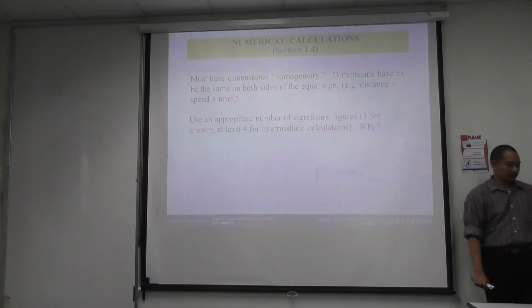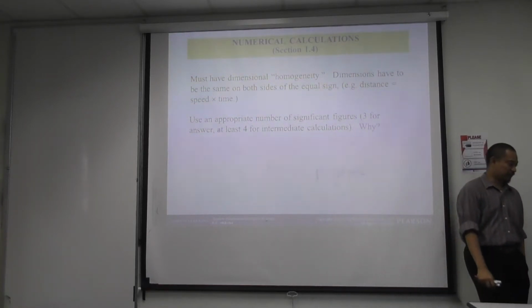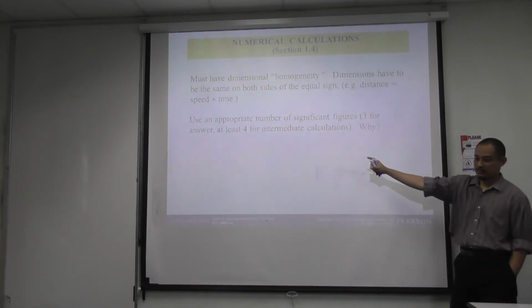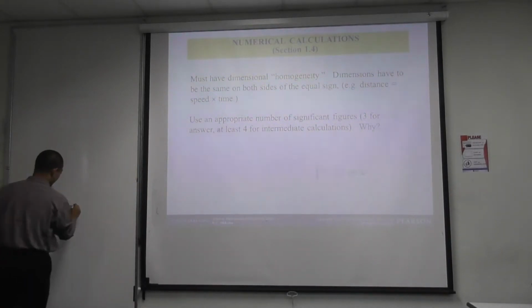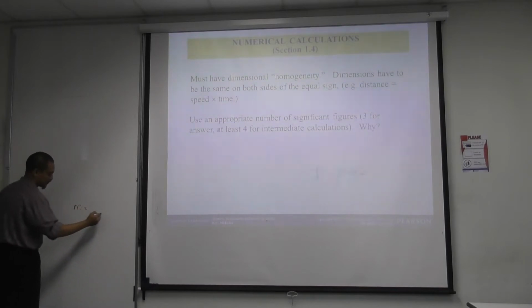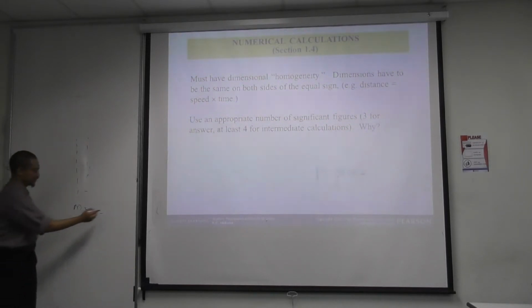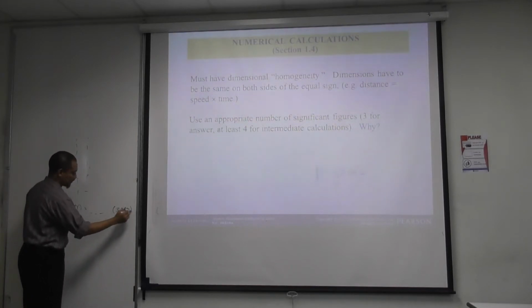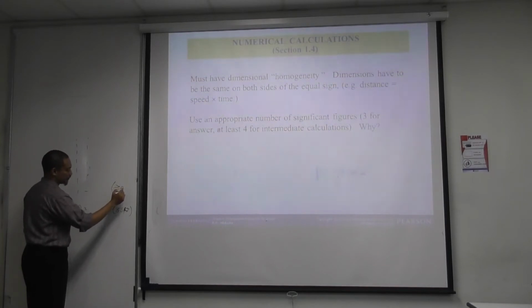Use an appropriate number of significant figures. You know what a significant figure is, right? 3 for the answer, at least 4 for intermediate calculation. Do you understand why? You know what the answer and intermediate are, right? Normally the answer is, for example, M at the very end. Let's say M equals something. This is the final answer. But you have all the calculation before, right? So the statement says that here it should be 3 significant figures. This should be at least 4, meaning 4 and above, right?